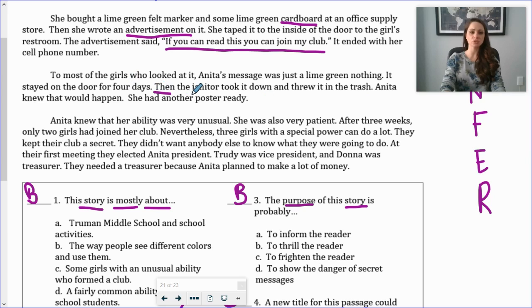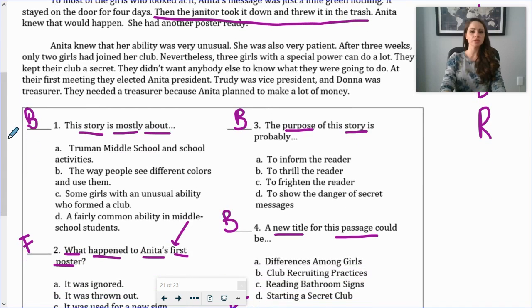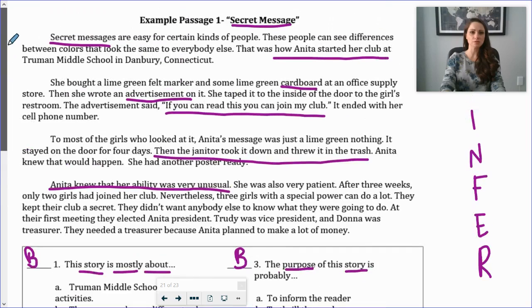Okay, here we go. Here's an answer to one of my questions. So this advertisement I underlined up here, the janitor threw it in the trash. Anita knew that would happen. She had another poster ready. Anita knew that her ability was very unusual. I'm going to underline that. That's a clue. We had that up here in the first paragraph too, talking about secret messages, certain kinds of people, and that ability is unusual.